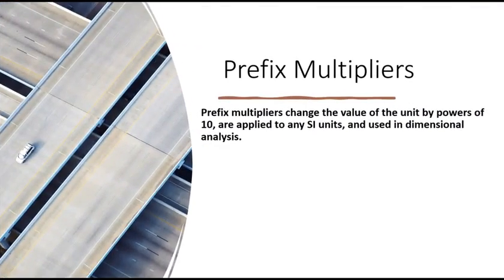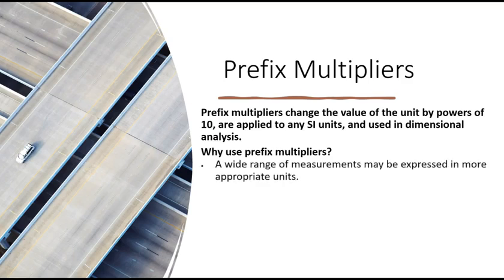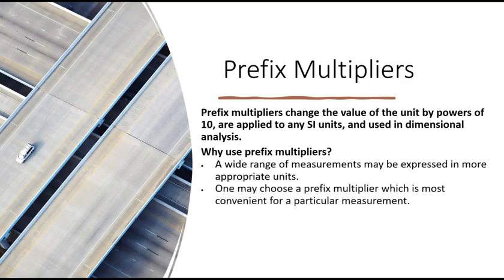Prefix multipliers. Prefix multipliers change the value of the unit by powers of 10, are applied to any of the SI units, and are used in conjunction with dimensional analysis. Why would we use prefix multipliers? Well, a wide range of measurements may be expressed in more appropriate units. One may choose a prefix multiplier which is most convenient for a particular measurement. For example, if we are traveling, we may use kilometers instead of meters. One can convert from a given unit to a desired unit using dimensional analysis if we're involving prefix multipliers.